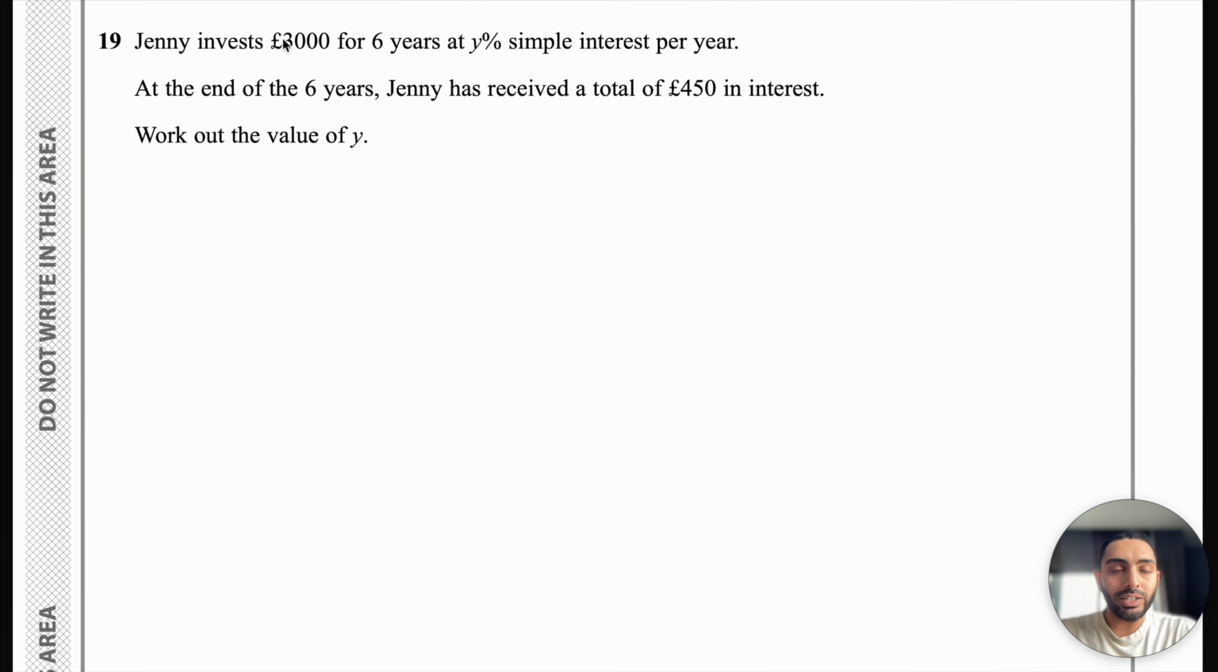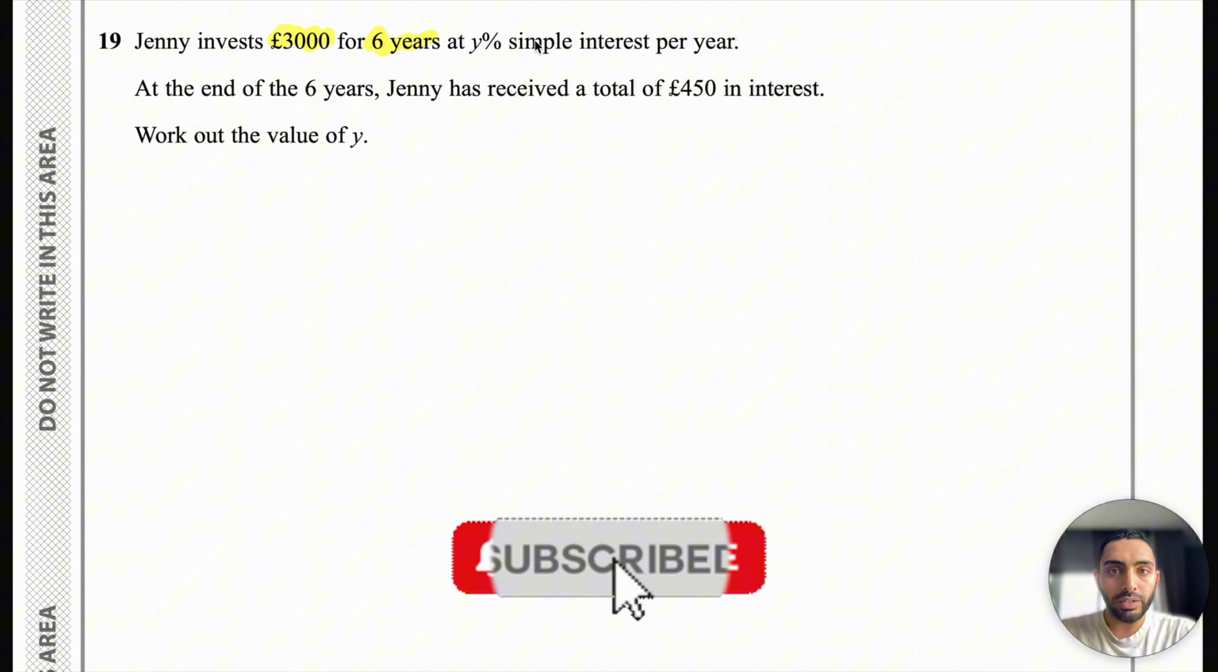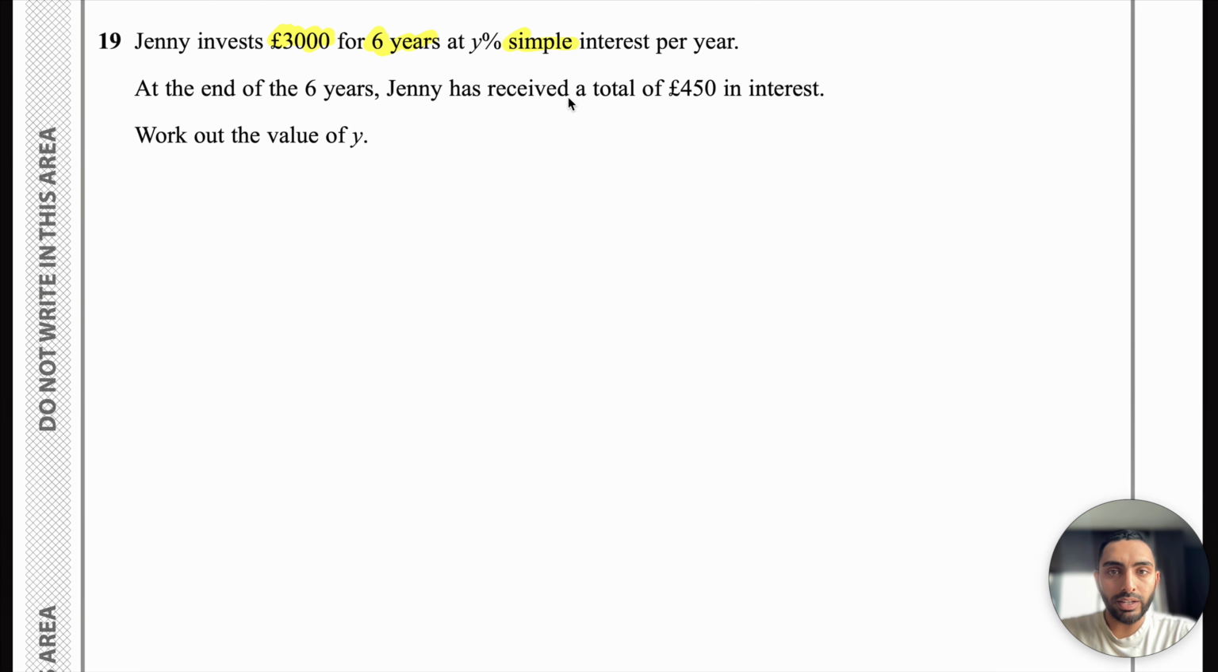Question 19. Jenny invests £3,000 for 6 years at Y% simple interest per year. At the end of the 6 years, Jenny has received a total of £450 in interest. Work out the value of Y. What does it mean when we're earning simple interest? It means that we're earning the same amount of interest every year. We're not earning a different amount every year. It's not increasing or it's not decreasing.